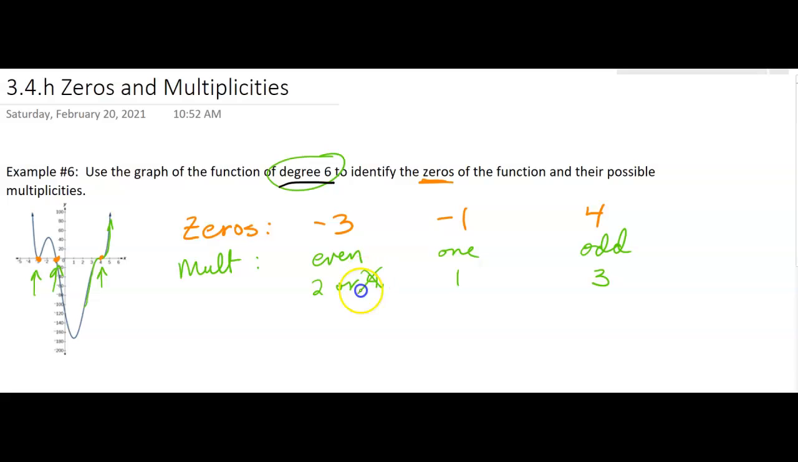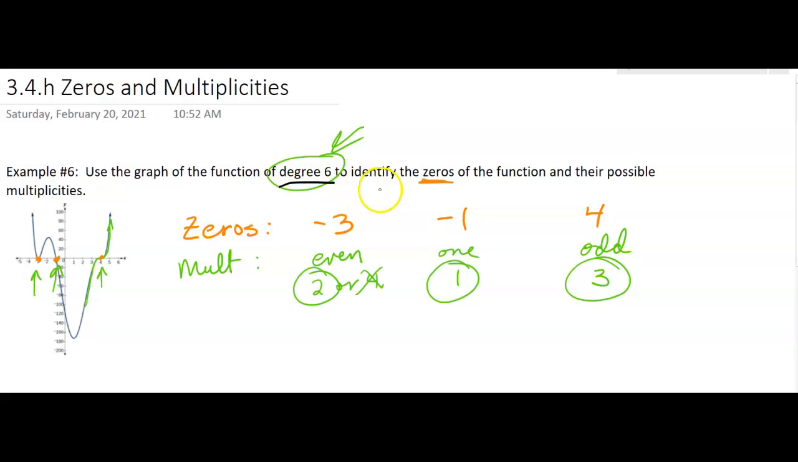4 is too big. We couldn't have that because then you'd have like 4, 5, 8, and we only have degree 6. So 4's out. It's got to be 2 for the -3. That's the multiplicity for -3. 1 for the zero at -1, and 3 for the zero at 4.